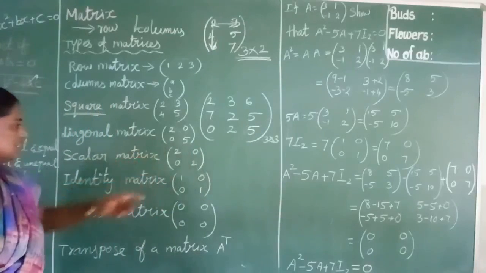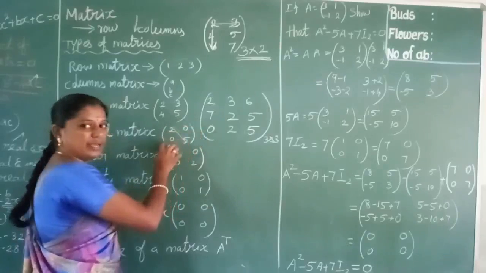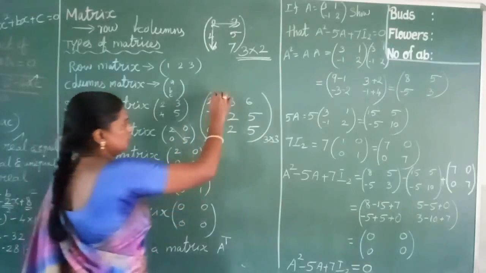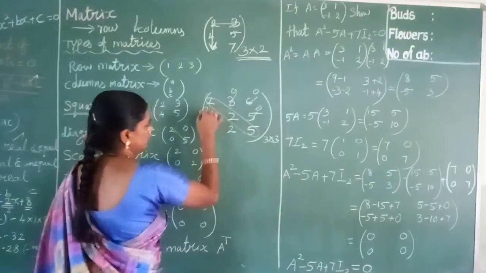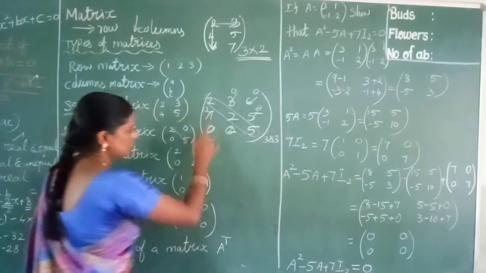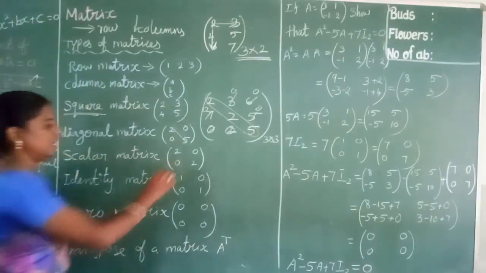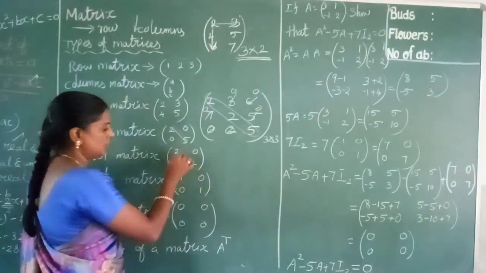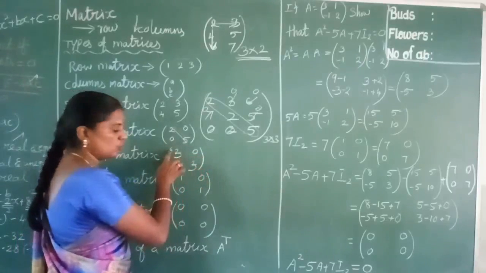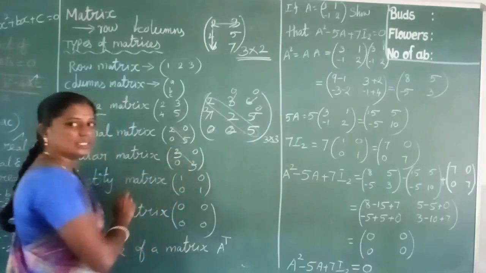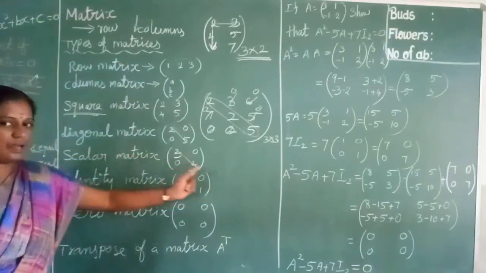Next, diagonal matrix. So this is the diagonal. Except the diagonal, the remaining elements are 0. So here this is the diagonal, the remaining 0. So this is the diagonal matrix. Next is scalar matrix. The diagonal places have the same number. Here 2, 0, 0, 2. Otherwise 3, 0, 0, 3. Otherwise 4 or 5. So the diagonal elements are the same number. That is a scalar matrix.